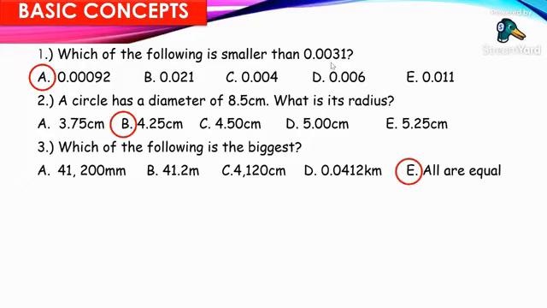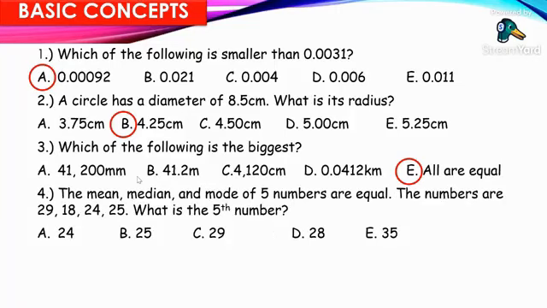The correct answer is letter E. All are equal. All of these measurements are equal. Magkakaiba po sila ng units. But when we convert one unit from the other, they are all equal. 41,200 millimeters is equal to 41.2 meters equal to 4,120 centimeters, or that is equal to 0.0412 kilometers. All of these values are equal. So you should have memorized the prefixes for our measurements such as milli, centi, kilo, hecto, deca, deci. Okay, let's have number 4.